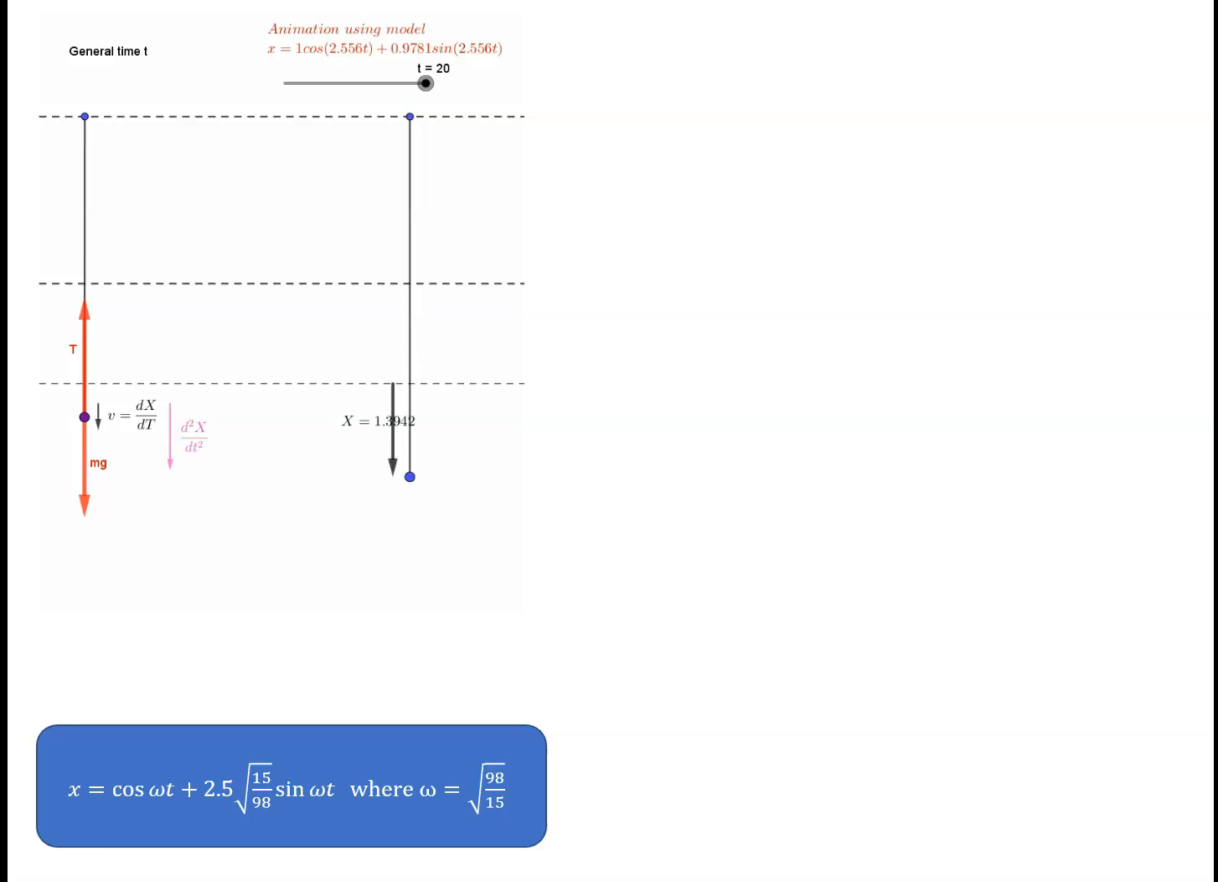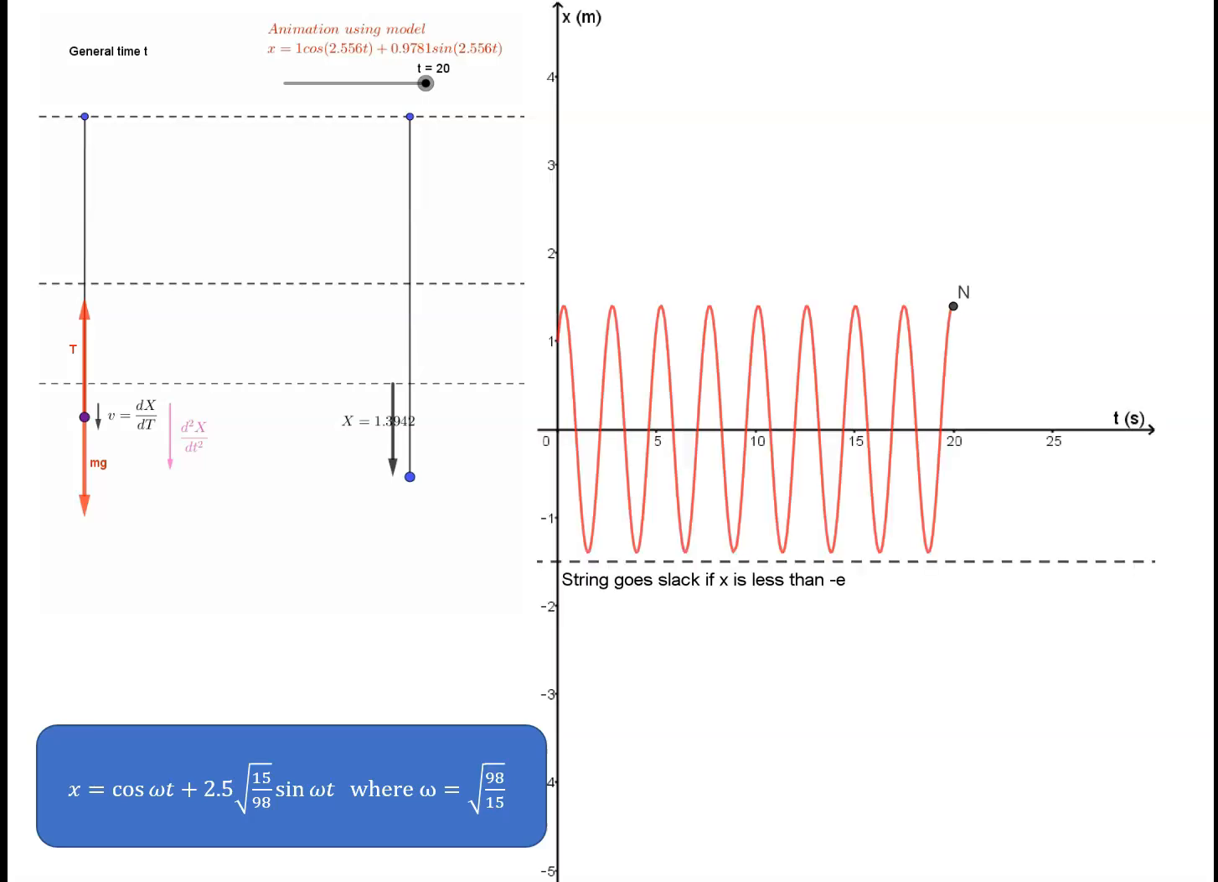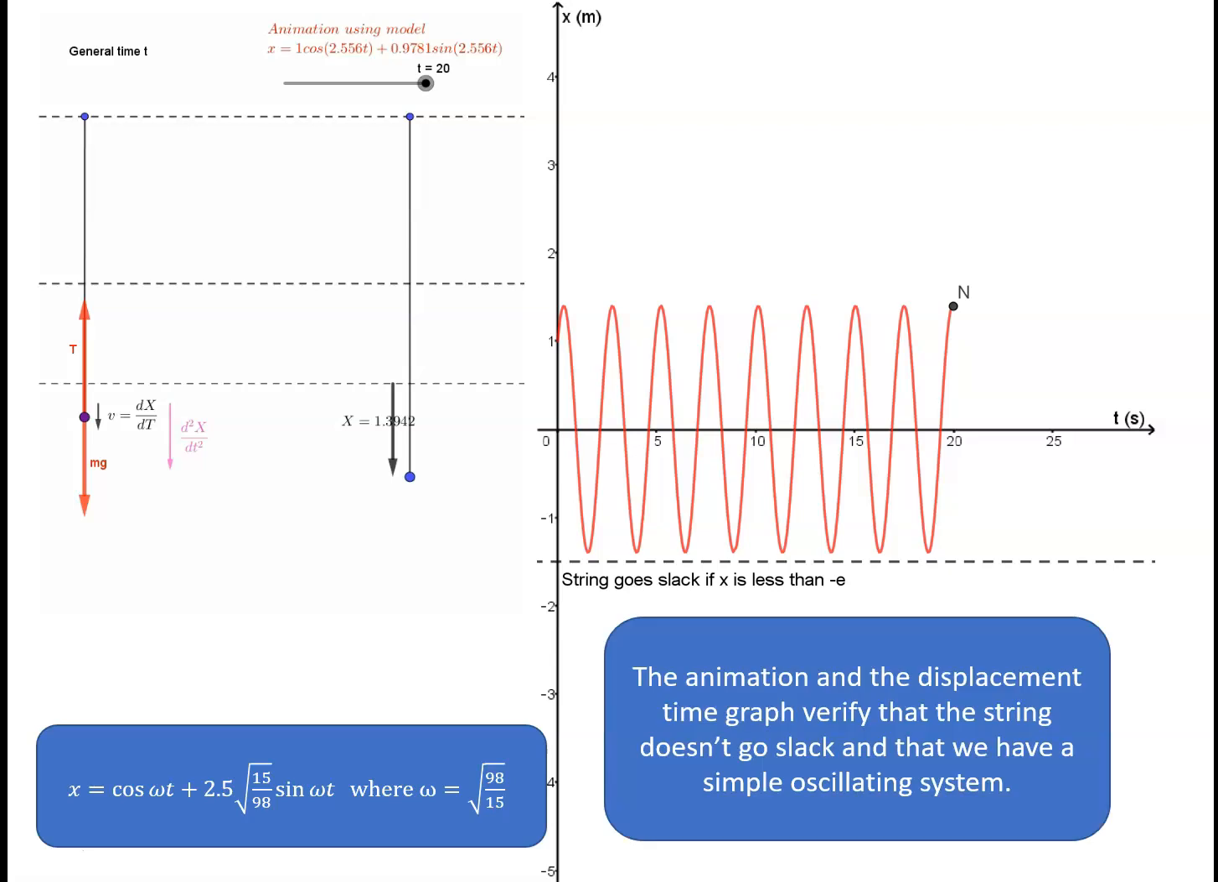We can view a displacement-time graph, so a graph of x against t for the motion. And again, we can see that the string doesn't go slack. It never gets to a point where it's 1.5 meters above the equilibrium position. So the animation and the displacement-time graph verify that the string doesn't go slack and that we have a simple oscillating system.